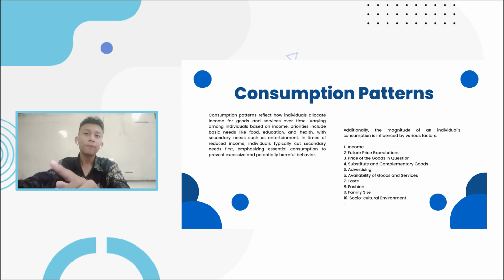First is income, second is the future price expectation, third is the price of the goods in question, fourth is substitute and complementary goods, fifth is advertising, sixth is availability of goods and services, seventh is space, eighth is fashion, ninth is family size, and tenth is socio-cultural environment.